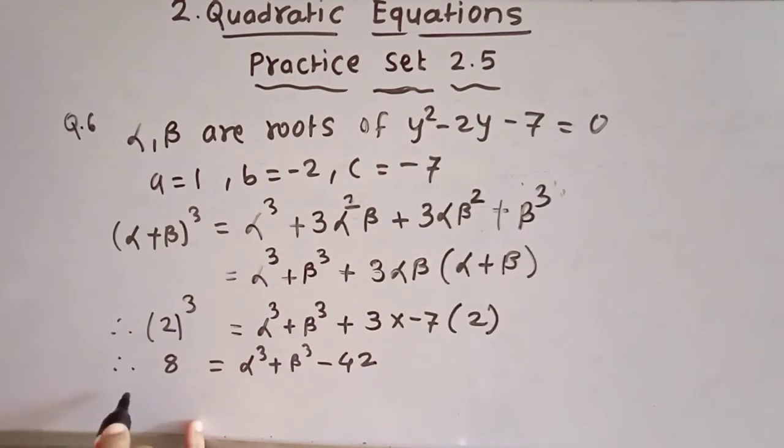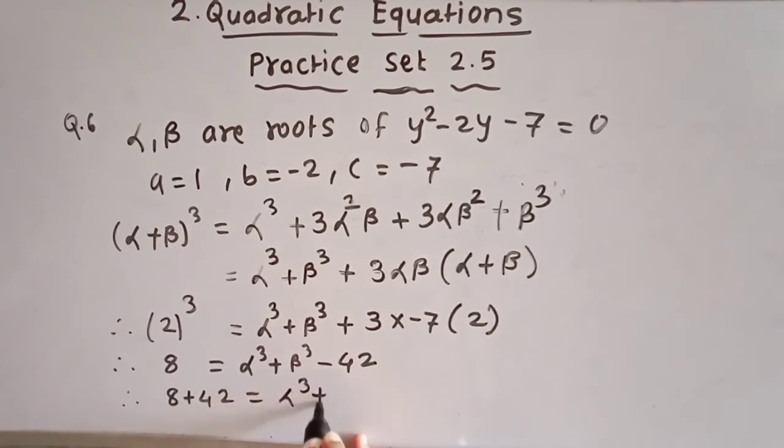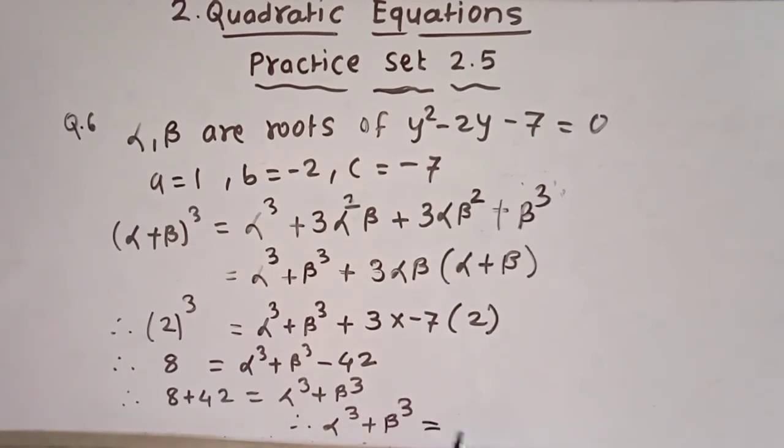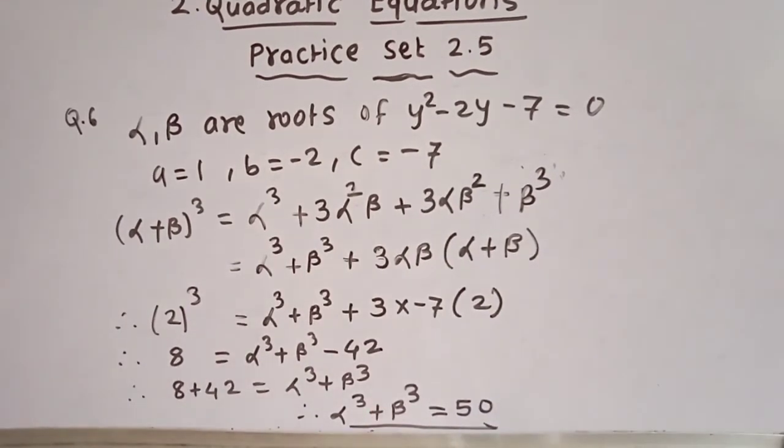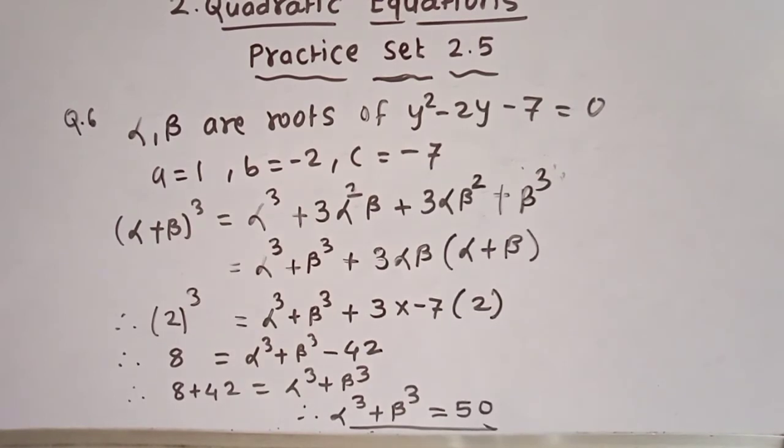So take this on LHS so that you will get 8 plus 42 is equal to alpha cube plus beta cube. Therefore final value of alpha cube plus beta cube is equal to what? 50. Okay, is this thing clear to you? So this is the required answer. Okay, so students, do you get it how to solve this type of questions?